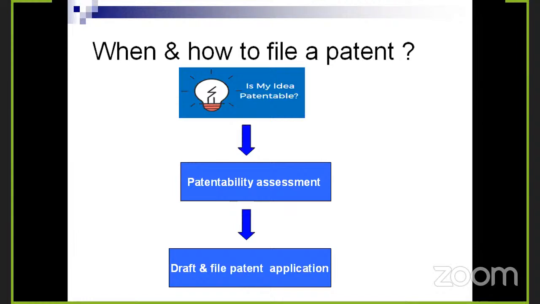We generally give a term like a polymer or a salt, and we give certain examples that the polymer can be this or this. So any polymer having similar properties or any salt having similar properties can be added. So that's about patentability. That patentability assessment is a must. One should always do it before proceeding for drafting and filing a patent application.